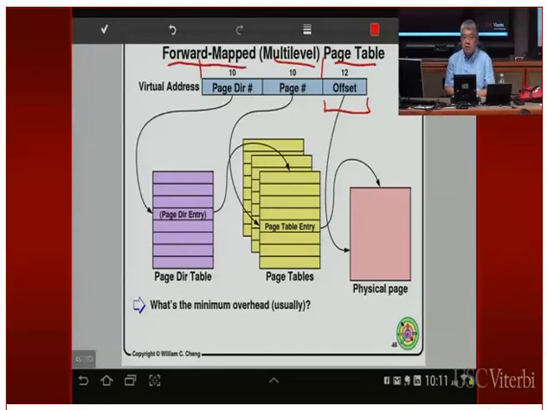the offset is still 12 bits long. But the first 20 bits are divided into 2 parts, each 10 bits long. The first part is called the page directory entry, so this gives you a page directory number, and the second one is the page number. So you divide things into a hierarchy. The first one will address a page directory table, and the number here gives you an offset into that page table.